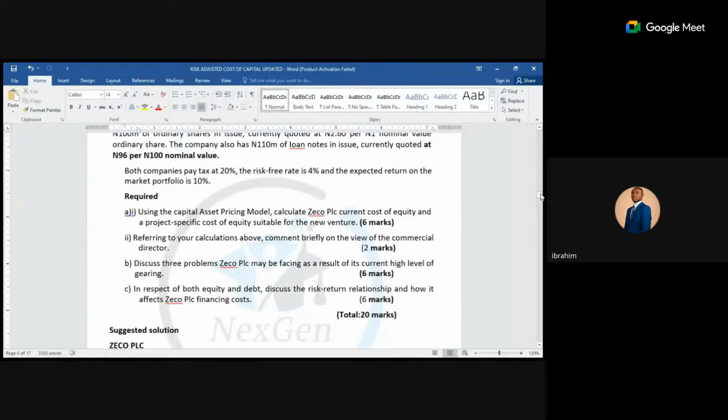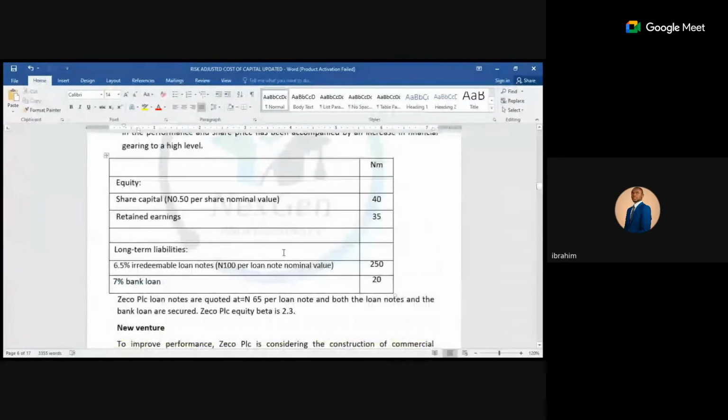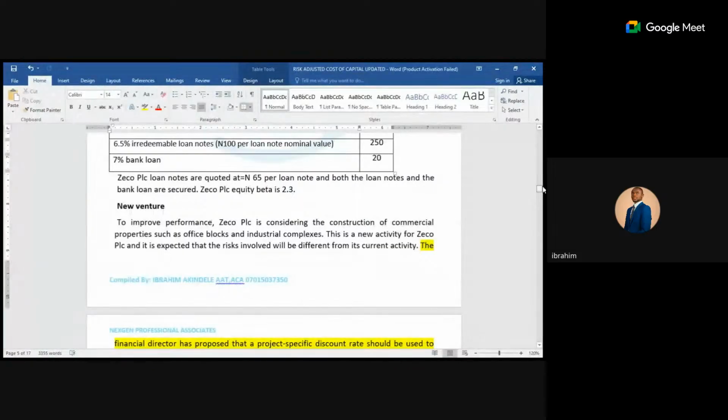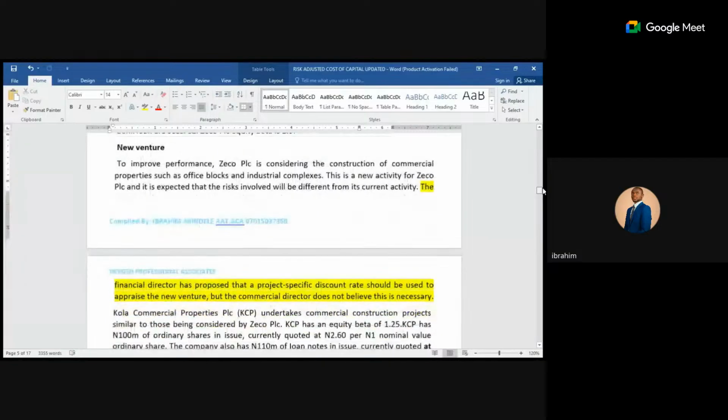Now, a practical illustration here from the question is where we have 6.5%. Can you see that we have 6.5%? And we have 7%. You could see that the bank loan is 7%, and the redeemable debt. If you add all the debts together, what do we have? I think it's about 17 thereabouts, right?